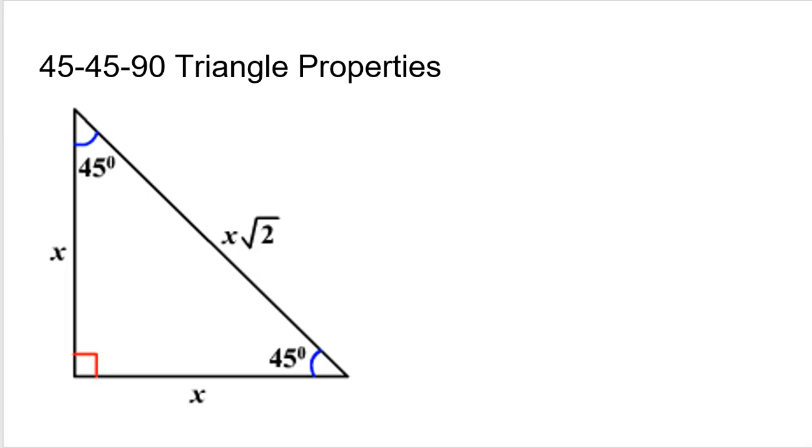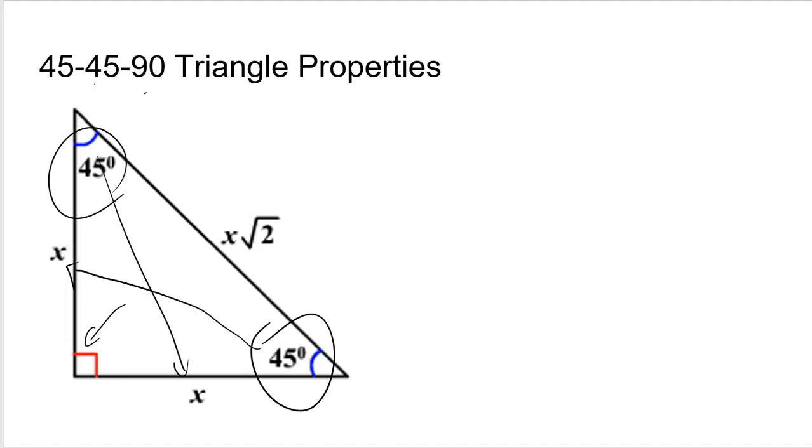So here are the properties of it. When it says 45, 45, 90, that's literally 45, 45, and 90 right here. So when these angles are congruent, they're the same, which makes these sides the same. So if this is 5, that's also 5. And this is 5 root 2. Simple as that.